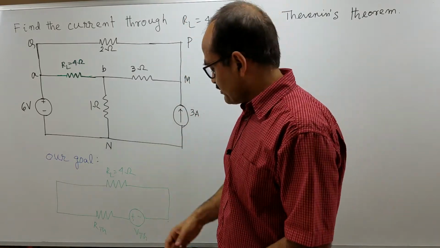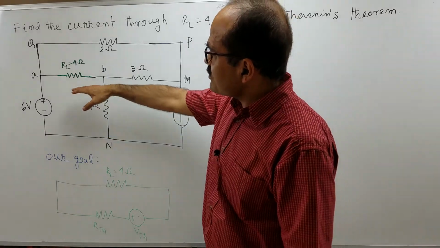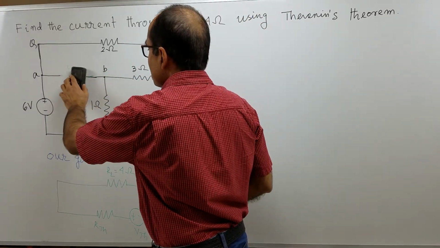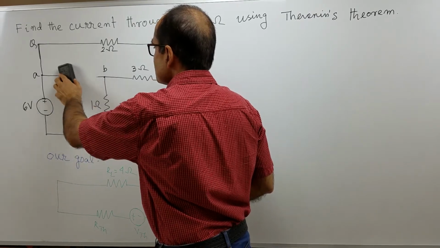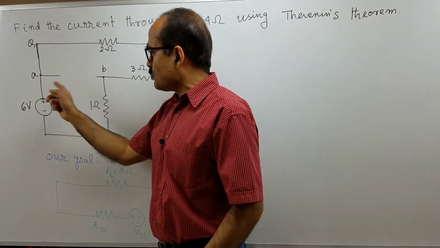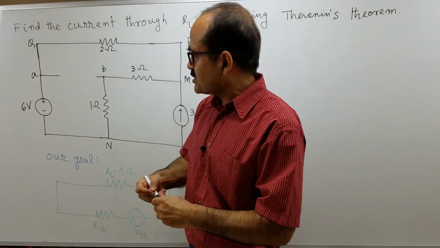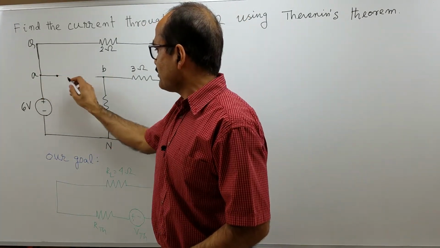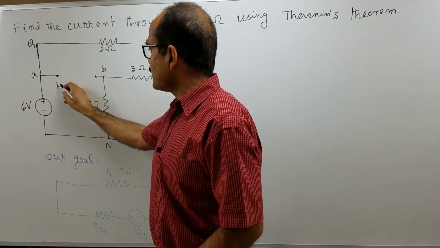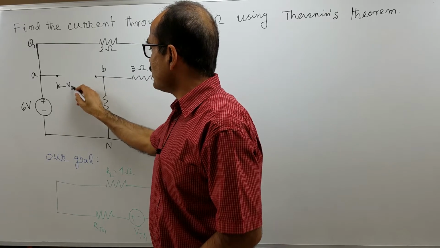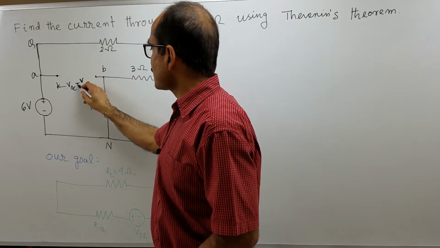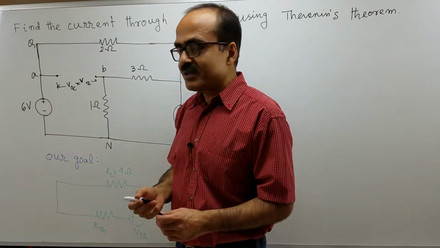How to find V Thevenin? To find V Thevenin, we first remove the load resistance. A and B, the two points, are not connected anymore, so there is an open circuit voltage between A and B. This open circuit voltage is basically V Thevenin. So V open circuit is equal to V Thevenin, and we have to find the open circuit voltage.